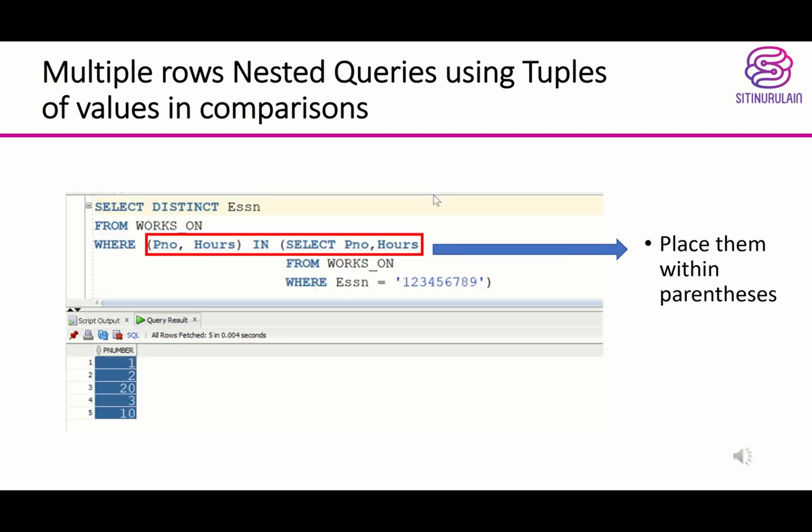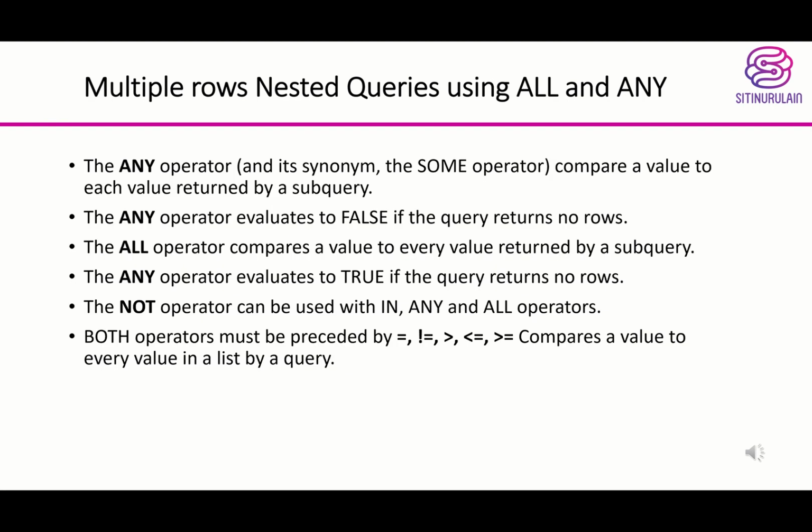The ANY operator, and its synonym, the SOME operator, compare a value to each value returned by a subquery. The ANY operator evaluates to false if the query returns no rows. The ALL operator compares a value to every value returned by a subquery. The ALL operator evaluates to true if the query returns no rows. The NOT operator can be used with the ANY and ALL operators. Both operators must be preceded by equal to, not equal to, greater than, less than, less than or equal to, or greater than or equal to. It compares a value to every value in a list returned by a query.